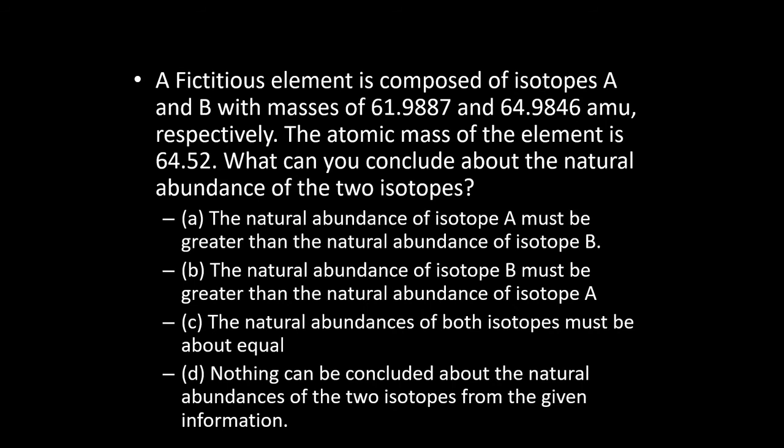Is it A, the natural abundance of isotope A must be greater than the natural abundance of isotope B? Option B is just essentially swapping, saying B is more abundant than A. Option C, the natural abundance of both isotopes is about equal. Or D, we can't tell anything, there's not enough information. So why don't you pause the video for a second and think about that and work out which one of these is correct.